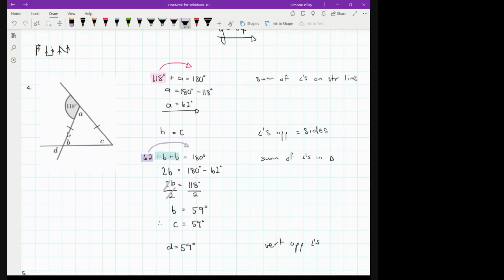If you're confused about how we got that, we see an X over here. Remember, when we have an X, the angles that are opposite each other are equal. So D is equal to B, and we know B is equal to 59 degrees. And this is this whole diagram.